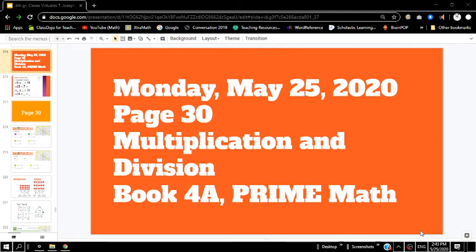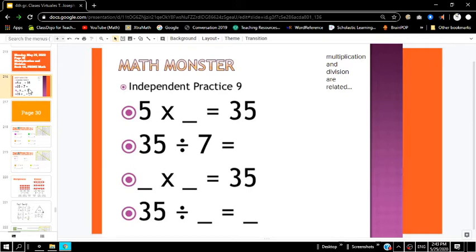Today we are going to try to match our understanding of multiplication with a new concept of division, specifically long division. You're going to need page 30 in your Primary Math book. So let's get started. As you know, division and multiplication are very similar. We can actually find the reciprocal of a division problem with its multiplication numbers.